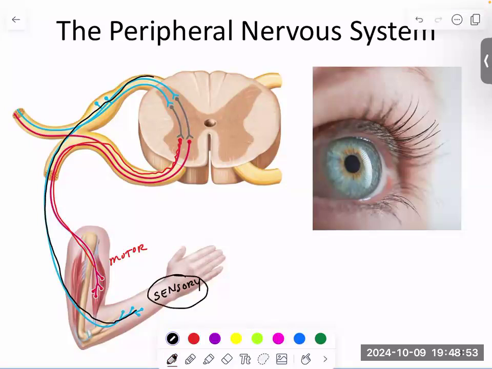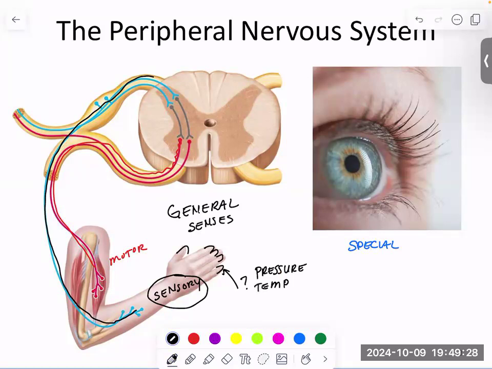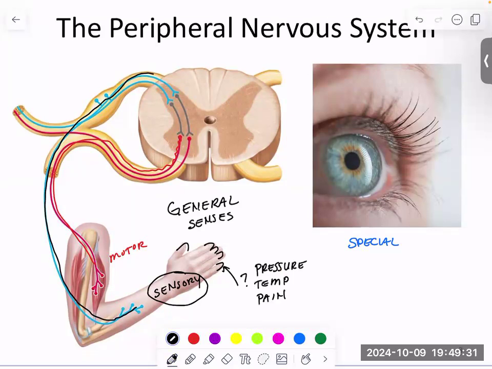And there are two groups of senses. Your general senses and your special senses. Your general senses, think of the senses you can feel at the tip of your fingers. What can you feel at the tip of your fingers, folks? What is it? Pressure. What's another one? Temperature. What's another one? Pain. What's another one?